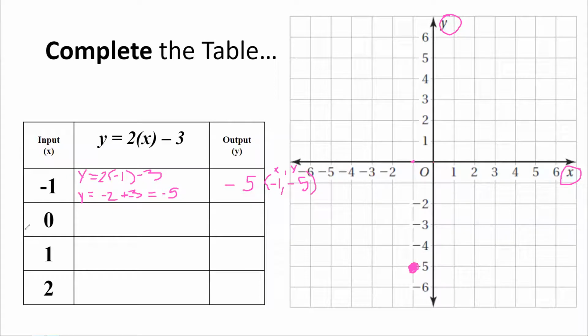I want you to try to do this one by yourself. I'm going to pause the video, you should too, and then press play when you have this all done and you have the next point graphed.